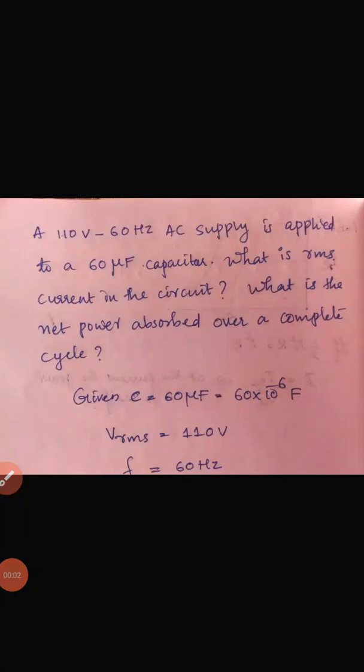A 110 volt 60 Hz AC supply is supplied to a 60 microfarad capacitor. What is the RMS current in the circuit? What is the net power absorbed over a complete cycle?